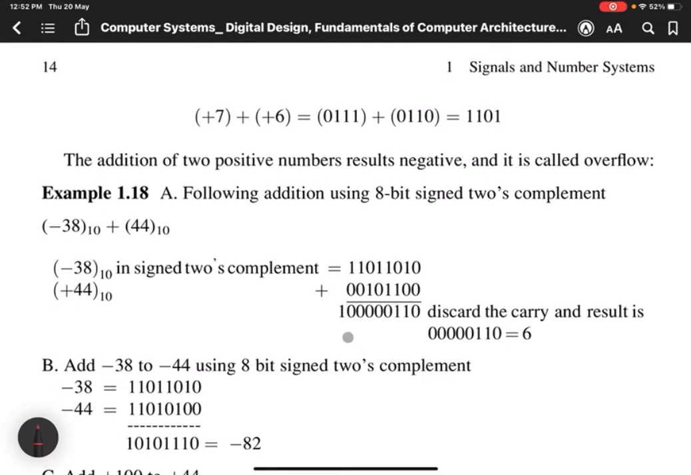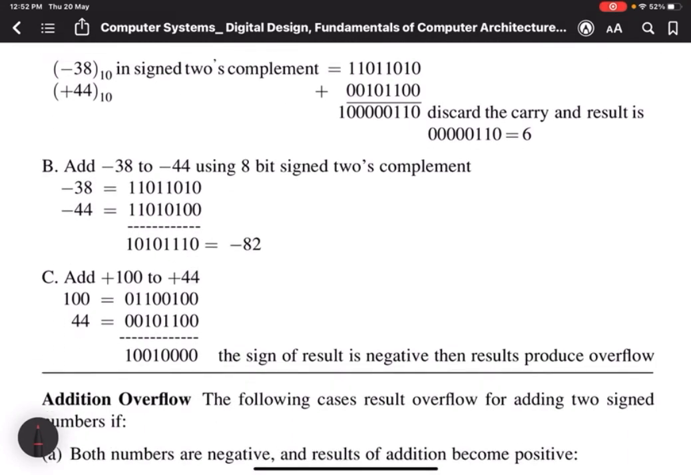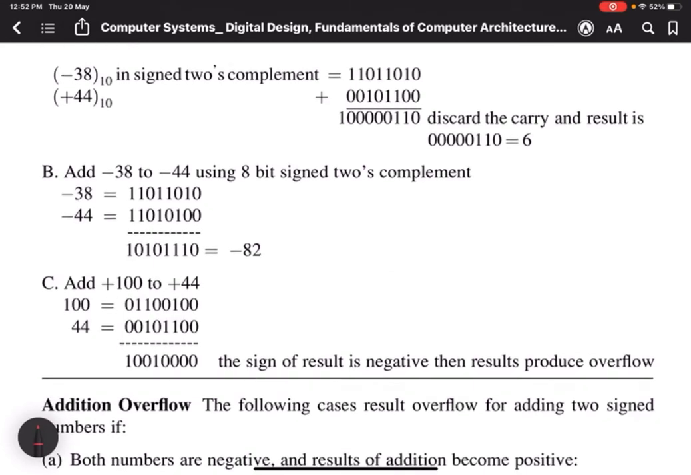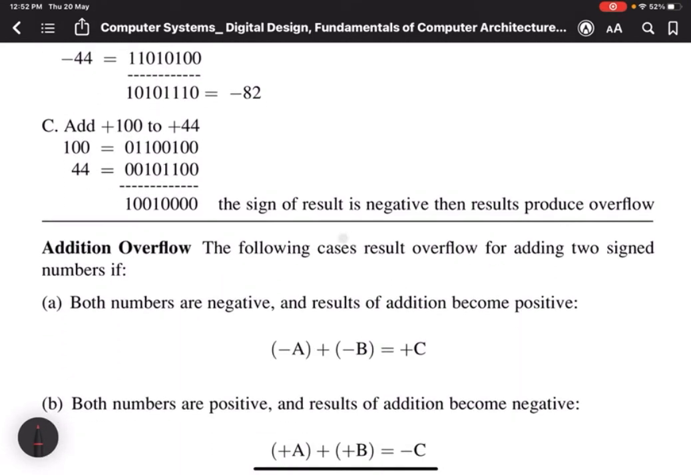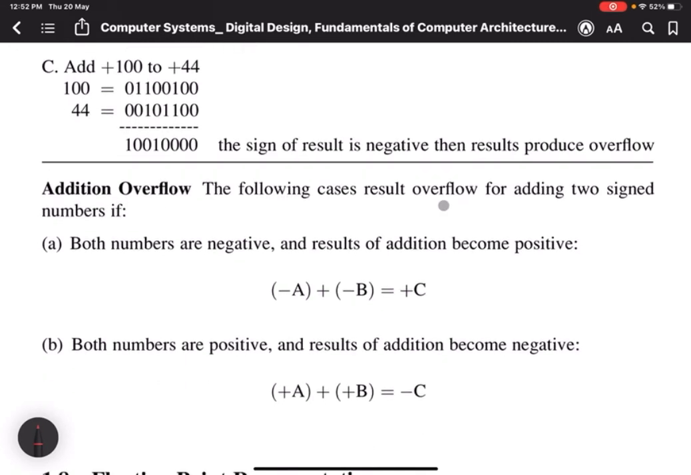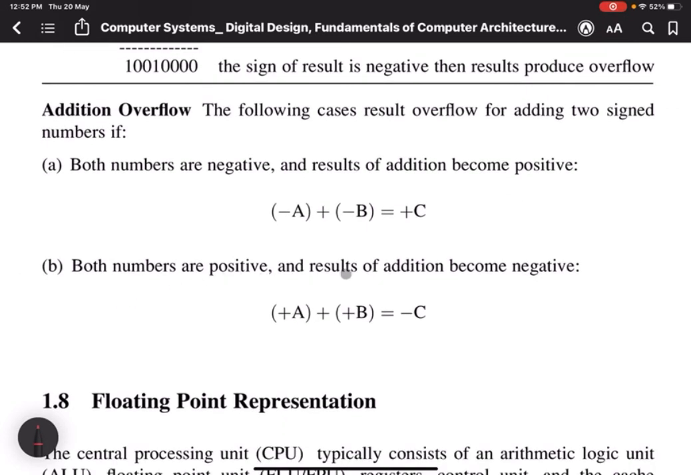Okay? Also, 1.18. You can go over that procedure para ma-practice nyo yung ating mga procedure with regards to operation ng unsigned and signed binary numbers. Okay? We go now with addition overflow. The following cases result in overflow when adding two signed numbers: both numbers are negative and the result of addition becomes positive, and both numbers are positive and the result of addition becomes negative.